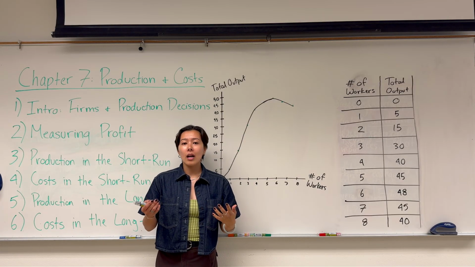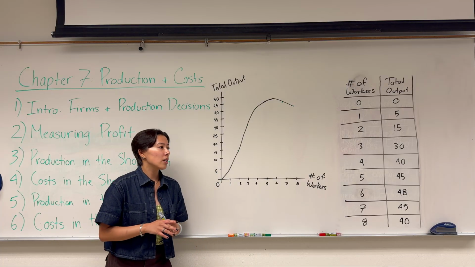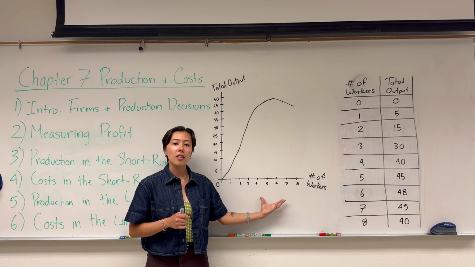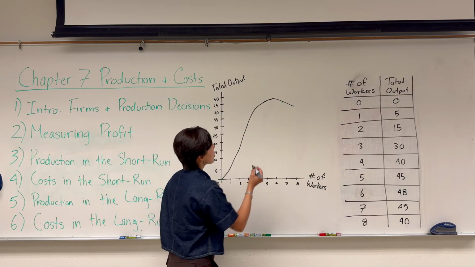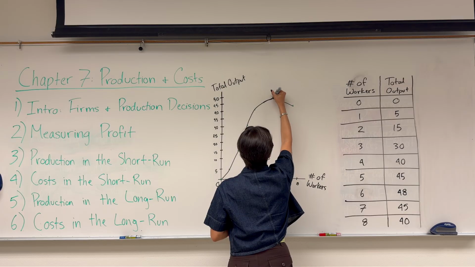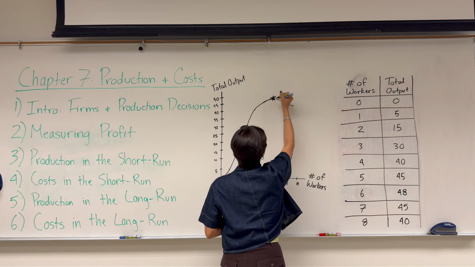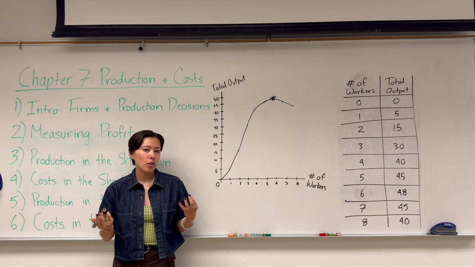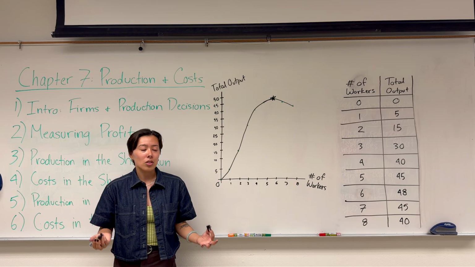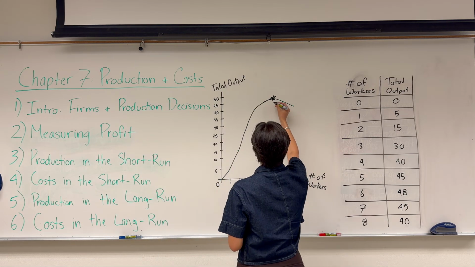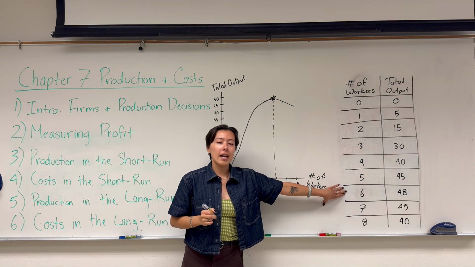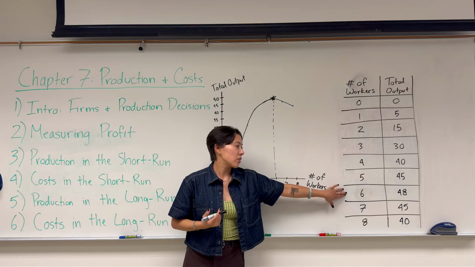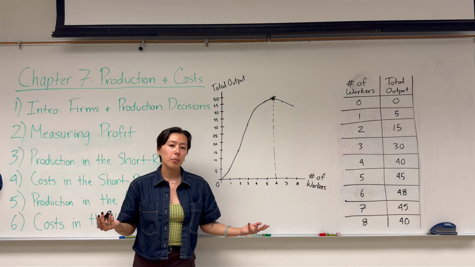So if my goal as the owner of this fast food restaurant is to produce as many burgers as possible to hopefully maximize my profits, then I want to choose to produce at the level of output that is right up here at the tippy top of my production function. And so in order to do this, I'm going to want to hire 6 workers. So if we look at the table, my output is maximized when I hire 6 workers at 48 burgers.